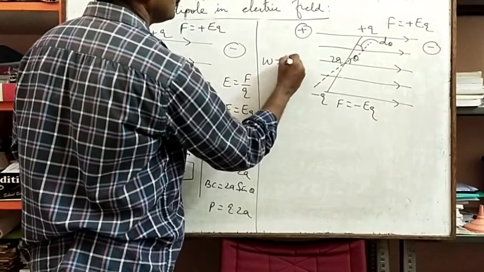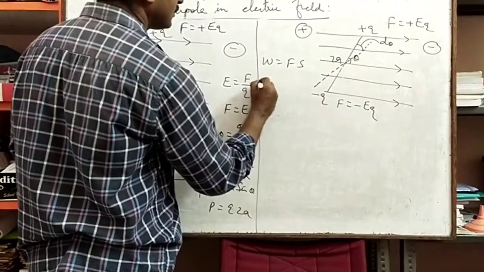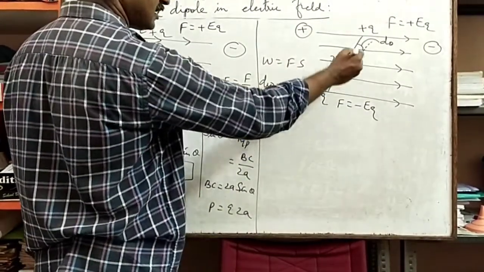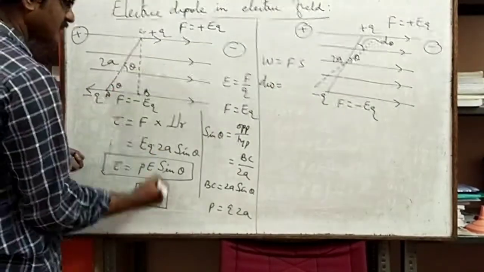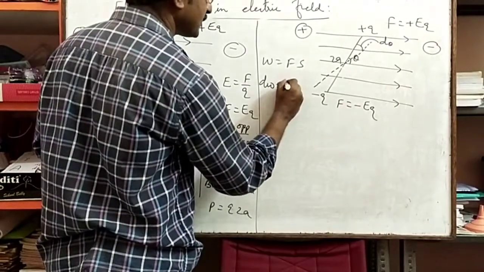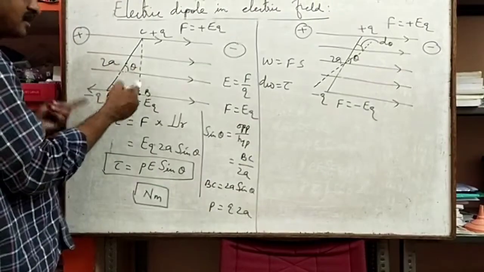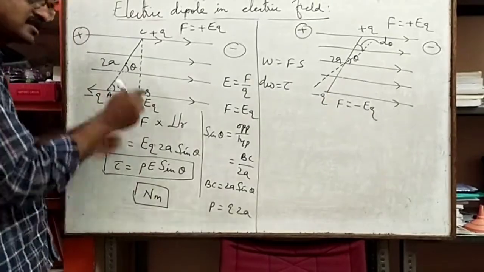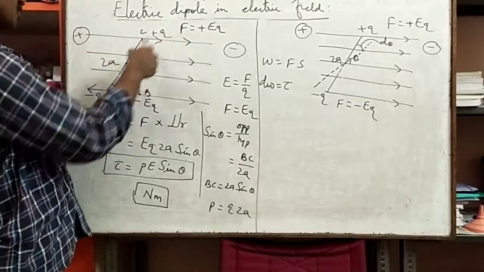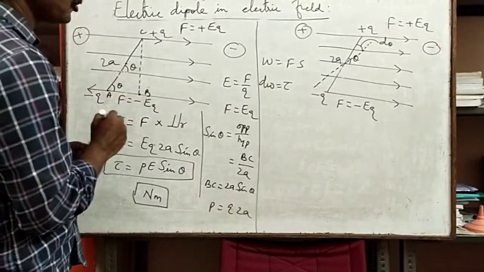Now the general equation for work: work is equal to force into distance. Here, to rotate through a small angle d theta, the partial work done dW is equal to force. The electric dipole experiences torque in a uniform electric field. If the electric dipole is kept in a non-uniform electric field, in addition to torque it will also experience a force, because in a non-uniform field these two forces will not be equal.